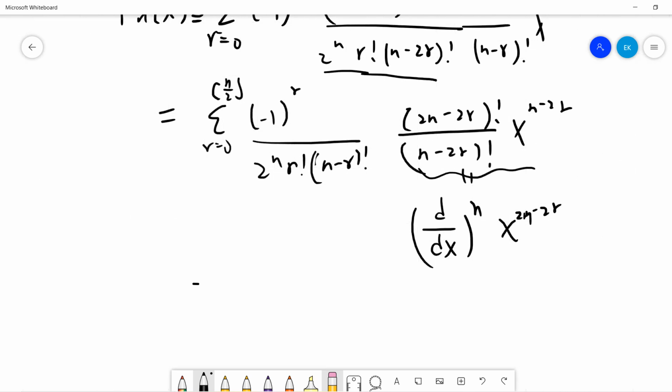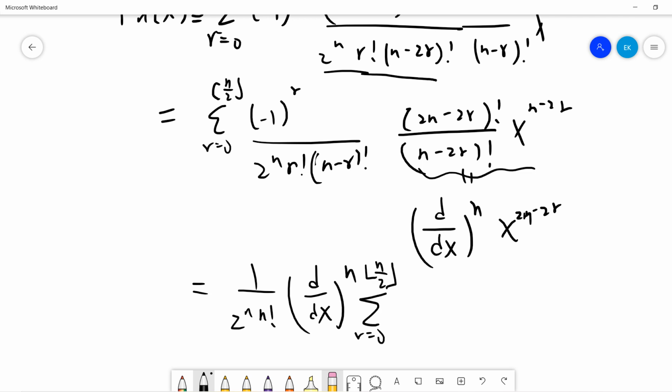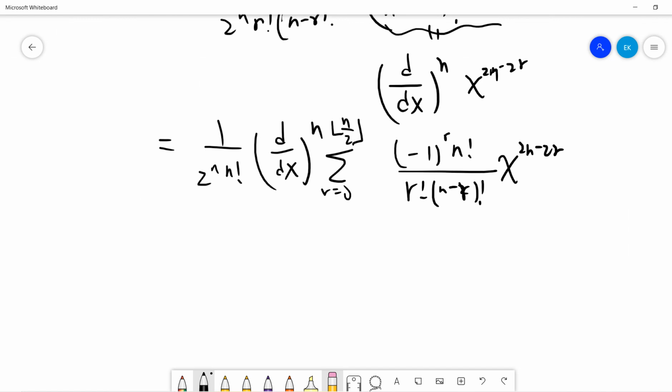And this is a constant. So one can pull out this d^n/dx^n and write it as this: minus 1 to the r, n factorial, r factorial, (n minus r) factorial, and x^(2n minus 2r). Okay, and so now basically we are done. The final thing is that one just needs to check this is (x squared minus 1) to the n.